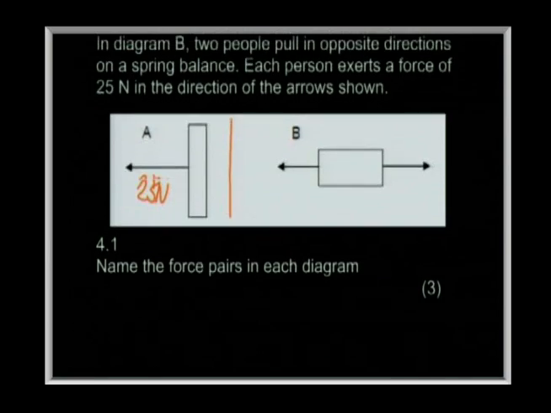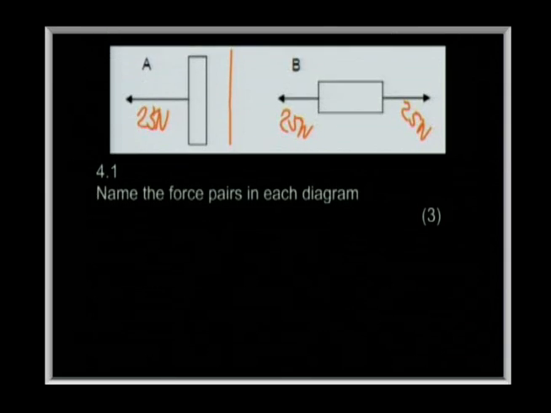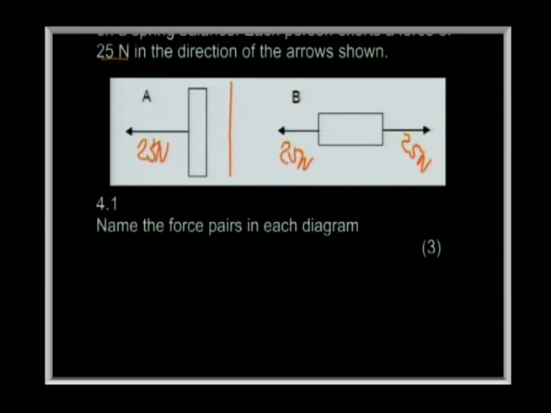And then the next one, diagram B. This diagram, two people pull in opposite directions on a spring balance. So this is a way of measuring the force. And each person exerts a force of 25 newtons. So 25 newtons, 25 newtons. Right. In the directions that are shown. So name the force pairs in each diagram.